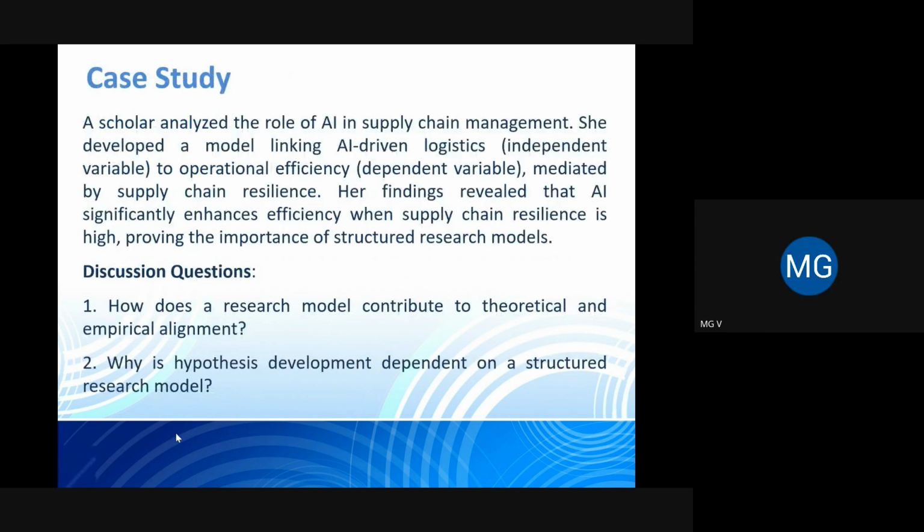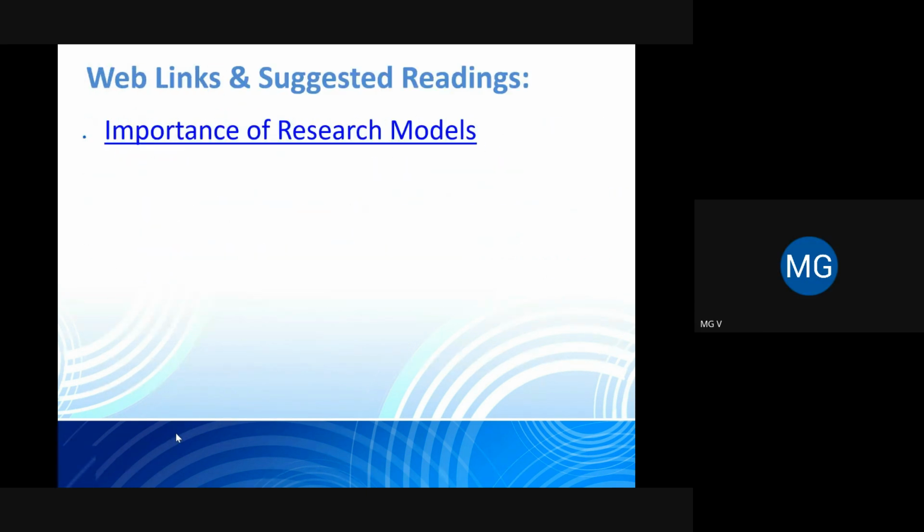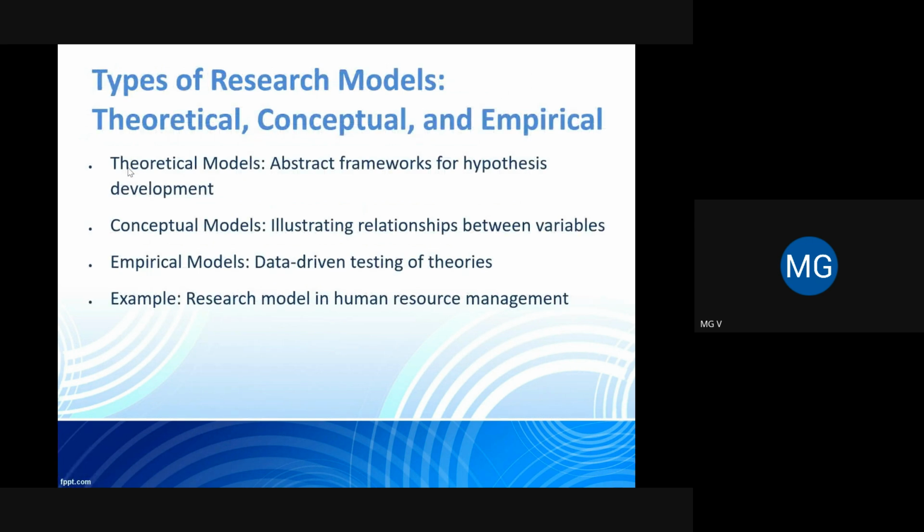Okay. So then we have gone through the concept of types of research models, theoretical, conceptual, and empirical. And we had gone through the example also. In HRM, a conceptual model may depict the influence of workplace flexibility on employee retention. Theoretical backing ensures clarity, while empirical analysis confirms validity. So you must integrate all three models for comprehensive research.